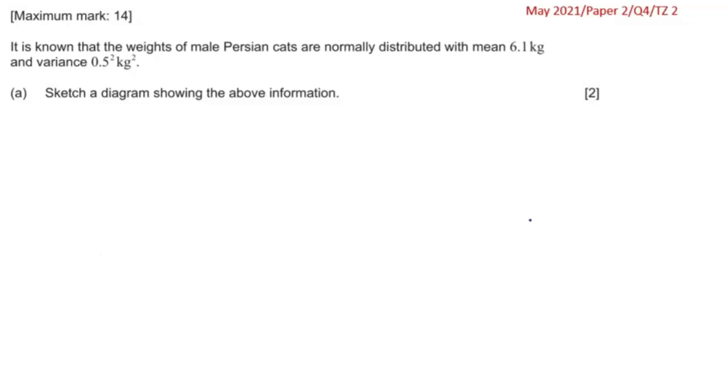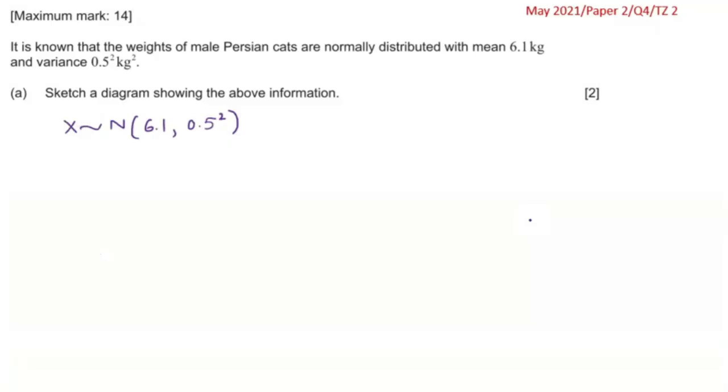squared. So this is given as variance. X follows a normal distribution with mean 6.1, and variance 0.5 squared. Sometimes they give standard deviation instead of variance, so watch out. Then I square that value. Now you don't need to square since it's already a variance. Part A. Sketch a diagram showing the above information.